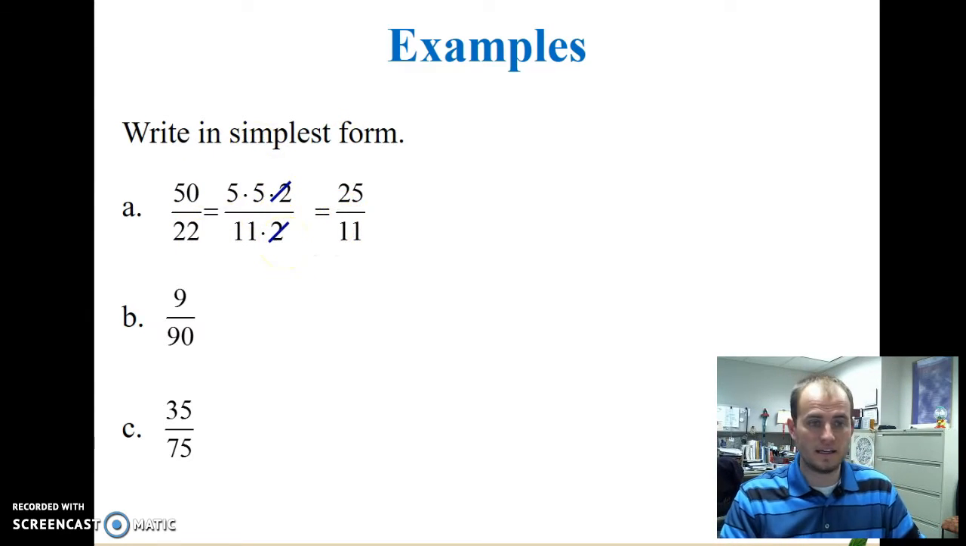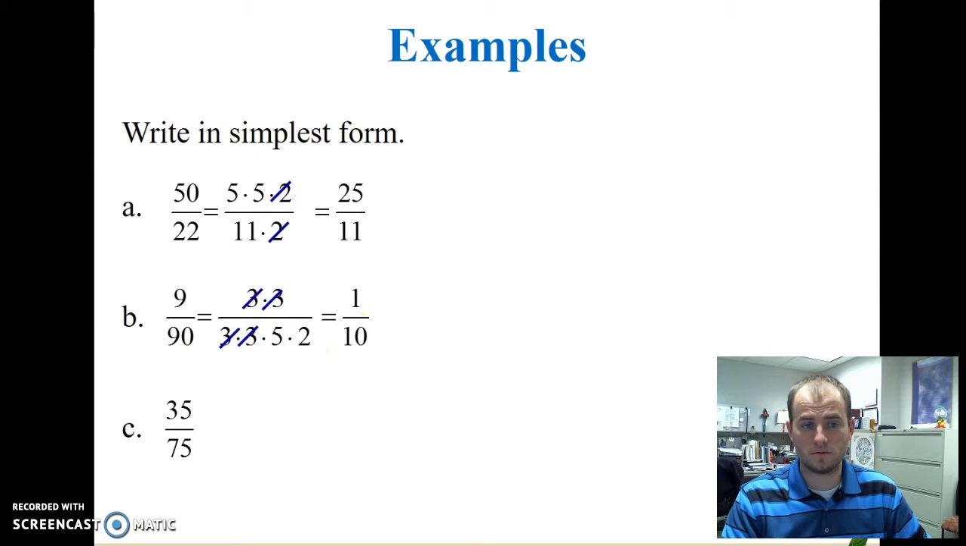Alright, this is letter D on your handout. 9 over 90. What goes into both 9 and 90? Well, there are many things, 3 and 9, probably. But you want to use the largest. So 9 goes into 9 one time, and 9 goes into 90 10 times. So the answer would be 1 over 10. Again, you could write it out using prime factorizations, reduce away the common ones, and you're left with just a 1 up here and 10 on the bottom.